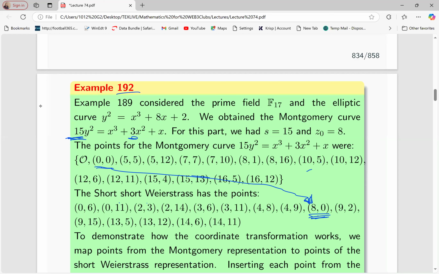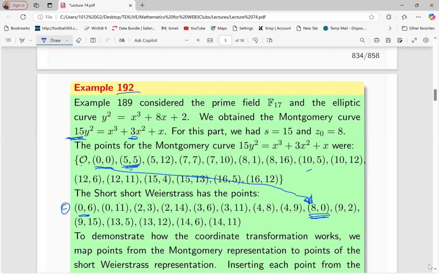So it was not automatic that the first point will be mapped to the first point. What is automatic is that the point at infinity will be mapped to the point at infinity. But for the rest of the other points it is not automatic. So let's see where the second point, which is (5, 5), will be mapped to.